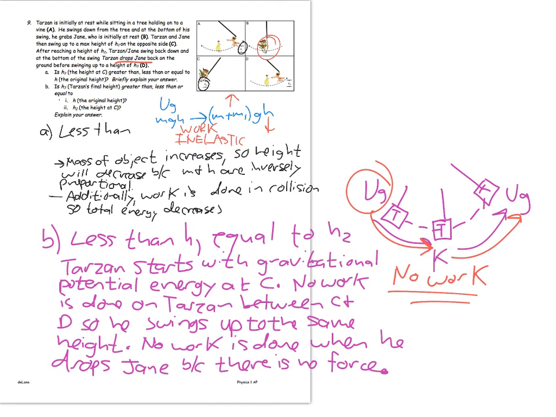And so that means that he will swing back up to the same height, because the energy he started with over here is the energy that Tarzan by himself ends with. Now Jane, when she's dropped, is going to have some amount of kinetic energy. But because there was no work being done, there was no force between the two of them, there's no transfer of energy. Tarzan doesn't gain energy from Jane, nor does he lose energy when he drops Jane. Tarzan's energy just remains the same. And so he swings back up to the same height that he had here, which is equal to h2, and we know that already that h2 is less than h. So that's why it's less than h but equal to h2.